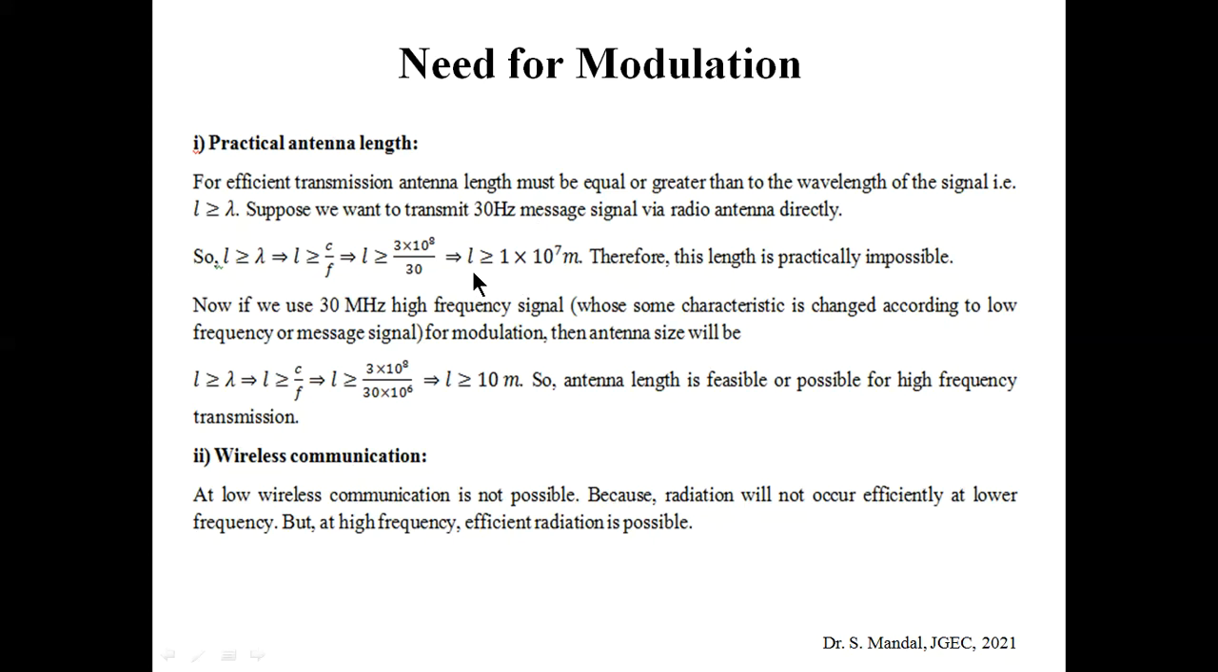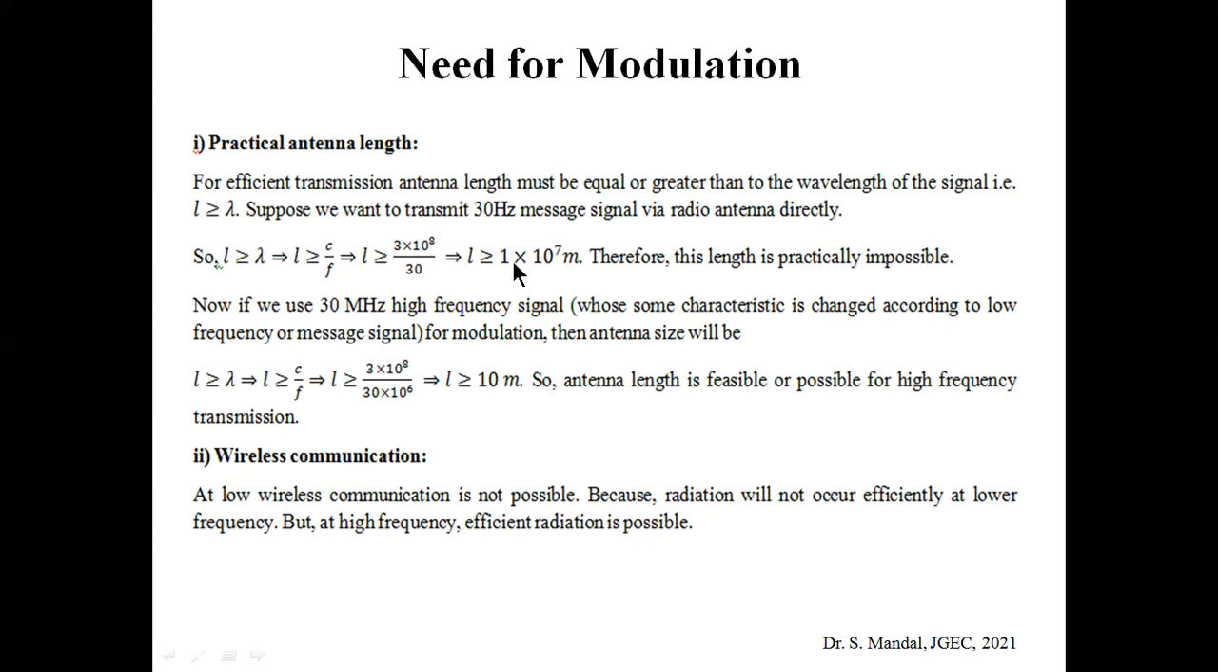So here you can see that for a 30 hertz message signal, the desirable antenna length is 1 into 10 to the power 7 meter. That means 10,000 kilometer. Obviously this length is practically impossible. To design this kind of antenna with such huge dimension is impossible for us.